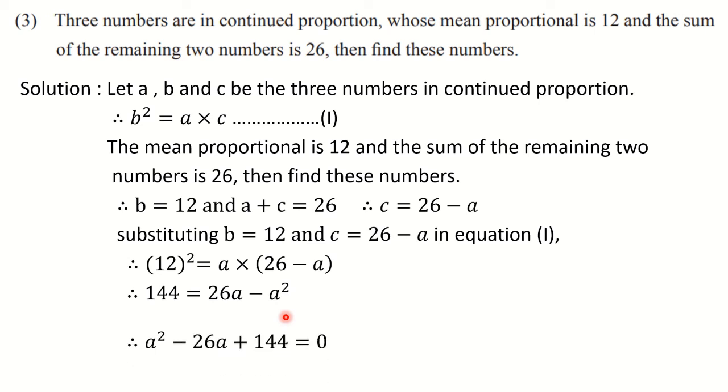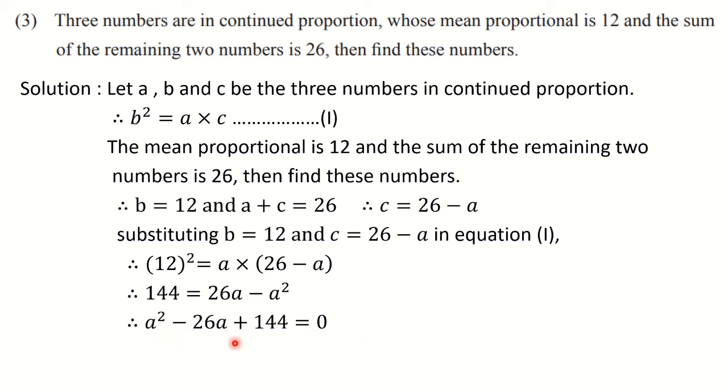I am using the word equation because I am writing equal to 0. You know that when equal to is not there, it is a polynomial, and when equal to 0 comes, it becomes an equation. So I am writing it in the form of a quadratic equation. See, this minus a square shifted to LHS, so plus a square. Plus 26a will become minus 26a, and plus 144 as it is, and equal to 0. So this LHS is a quadratic polynomial, and when we write equal to 0, it becomes a quadratic equation. Now we have to split this.